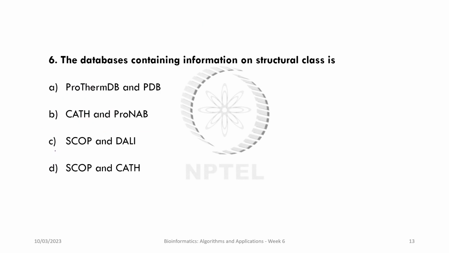Question 6. The databases containing information on structural class is ProTherm DB and PDB, CATH and ProNAB, SCOP and DALI, SCOP and CATH. Okay, 4 Ds popping up. I guess it's a straightforward question, right?